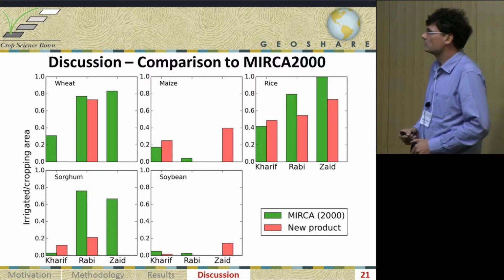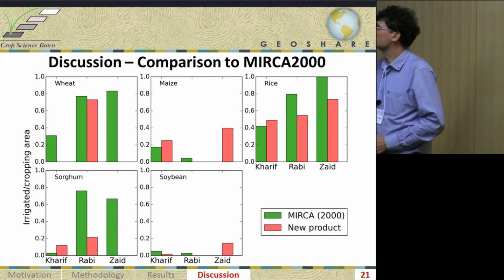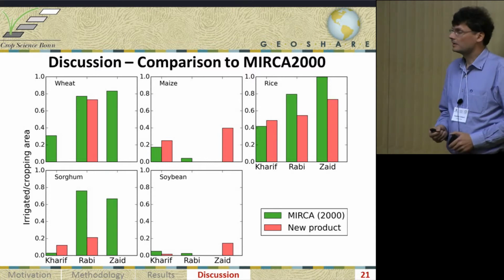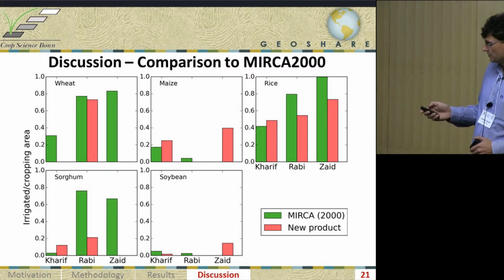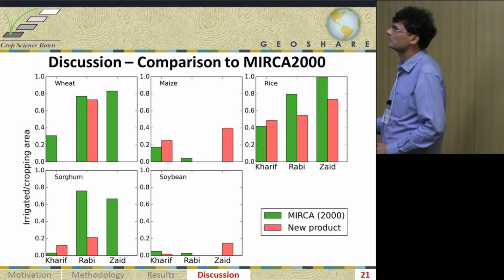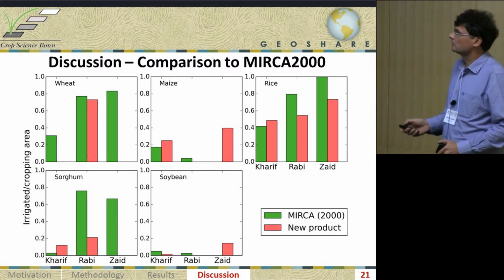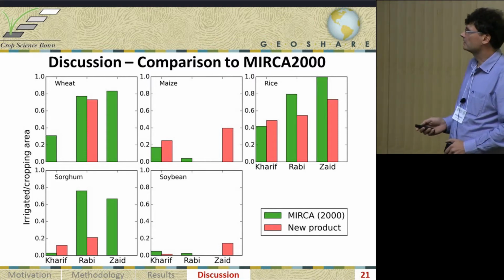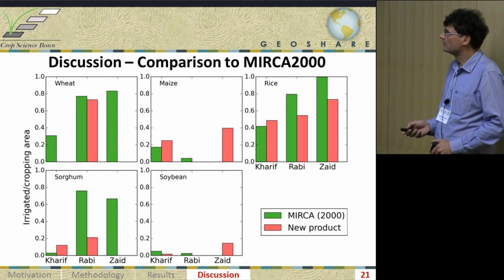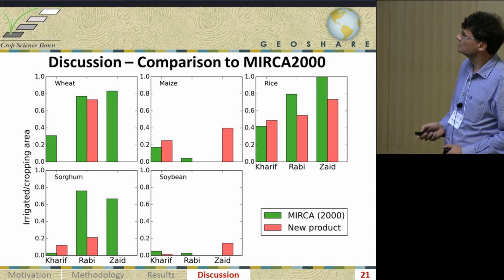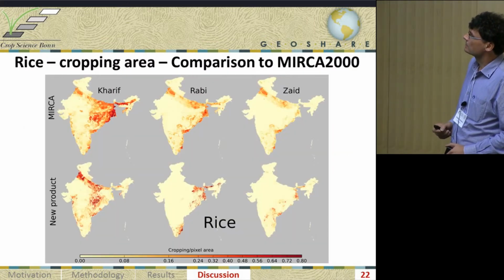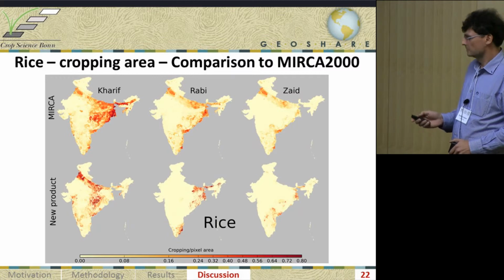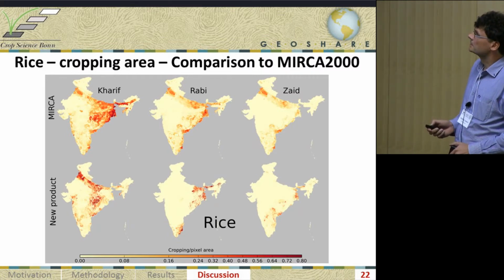When we compare this to our previous global product, the MIRCA2000, we can see there are major differences. For example, for wheat, MIRCA assumed that wheat is grown in all seasons, while the national statistics reported it only in this season. And also for other crops there are differences, so it's really the data. So there are differences for sure, and also the spatial pattern looks completely different, or at least for some seasons.